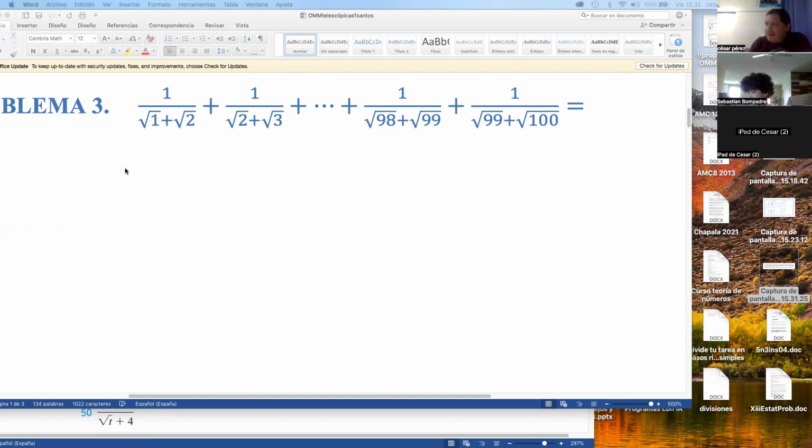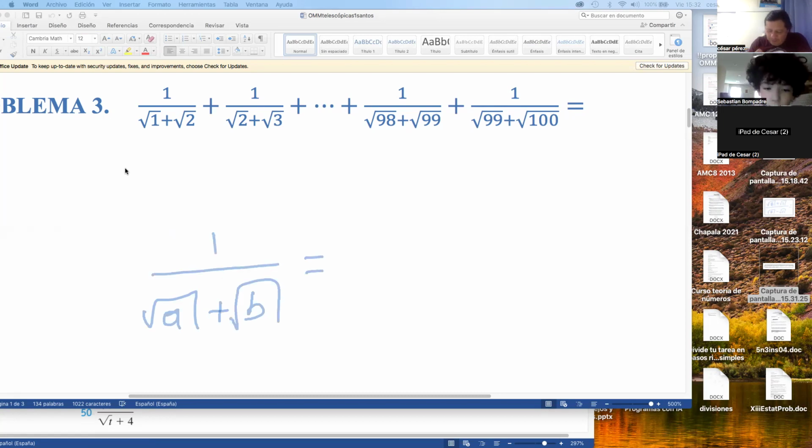Again, I hear the square. Okay. We have for example a plus b. You said this equals to? No, it doesn't equal to. It equals the square root of a minus the square root of b. Okay. The square root. Yes, the square root. Okay.